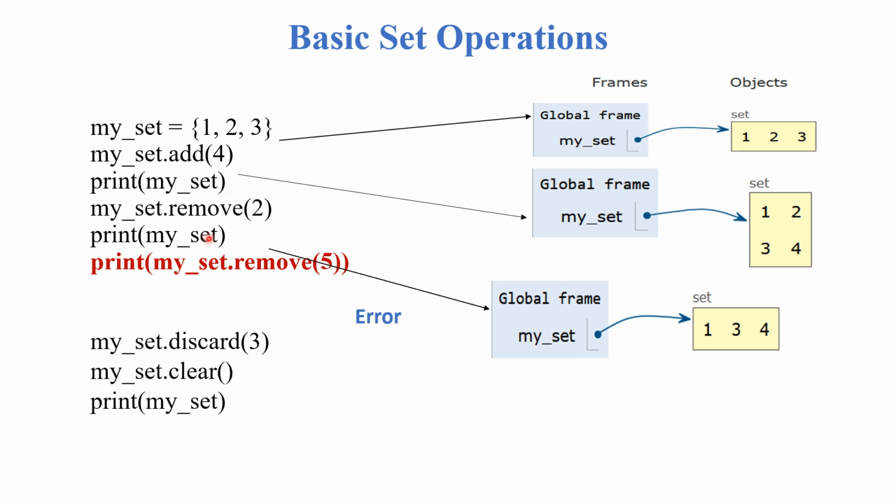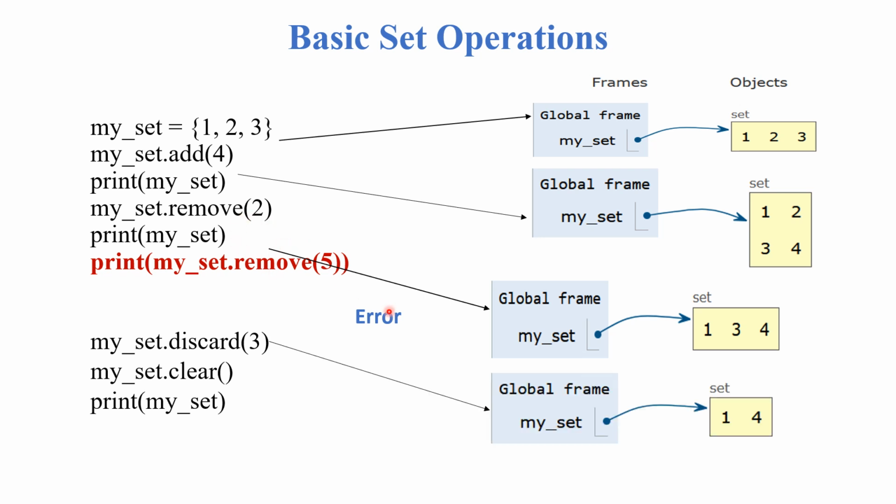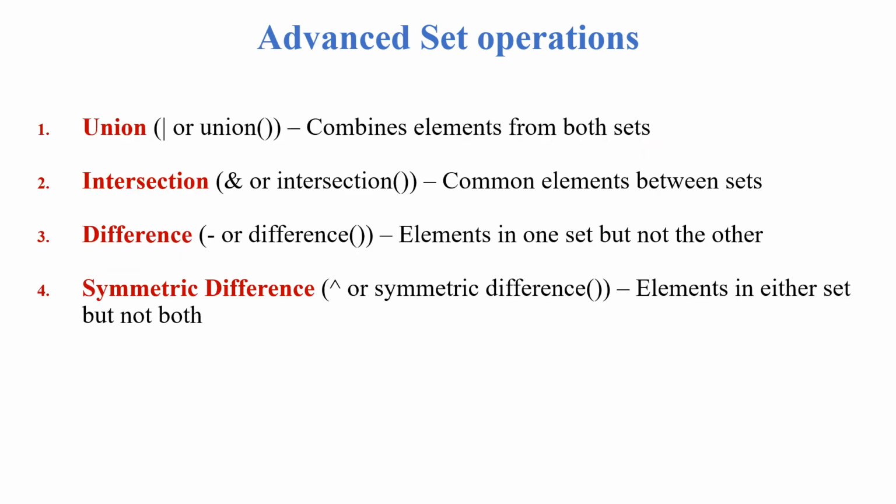Now I am trying to use remove on element 5. It's not there, so it throws an error. Discard 3: 3 is there, so it's discarded, and then it prints only 1 and 4 as its elements. Then I call set dot clear, it is cleared, so we have an empty set. That's all, those are the operations.